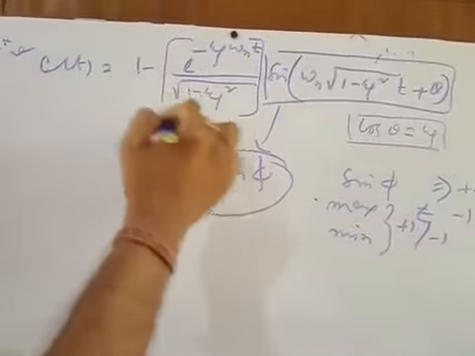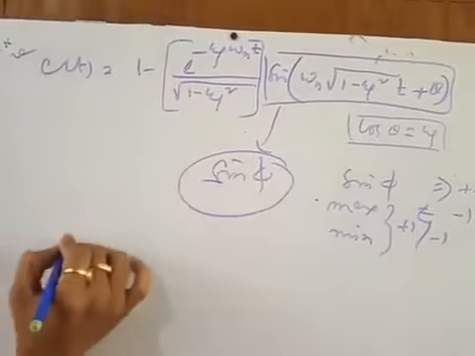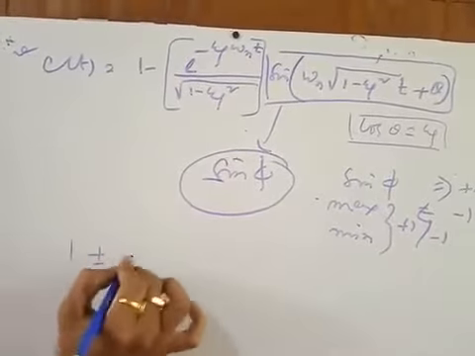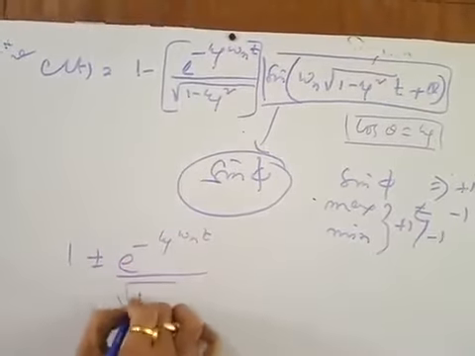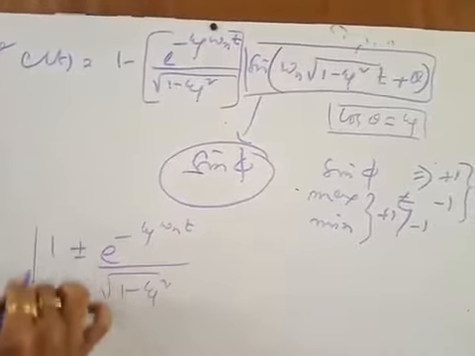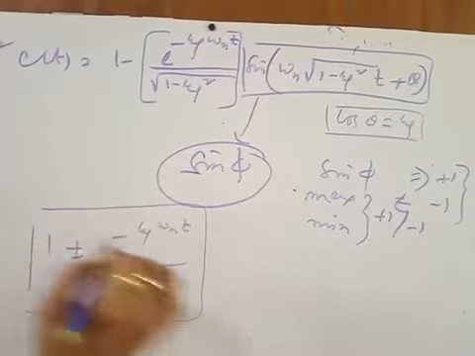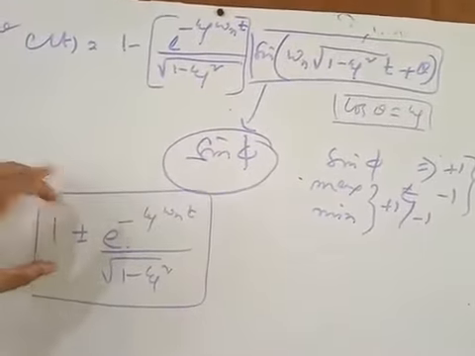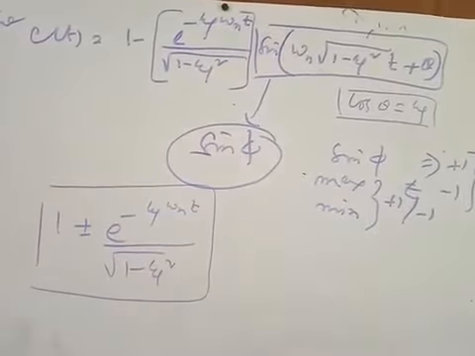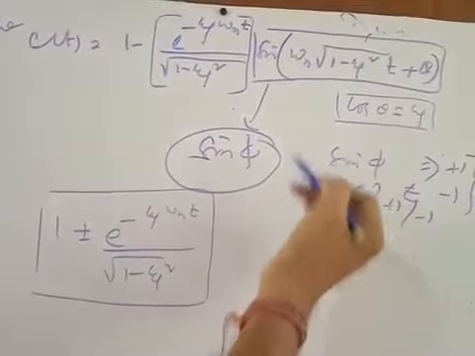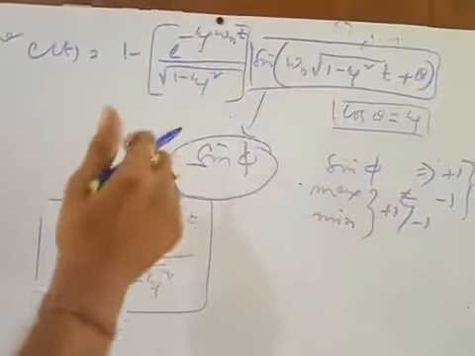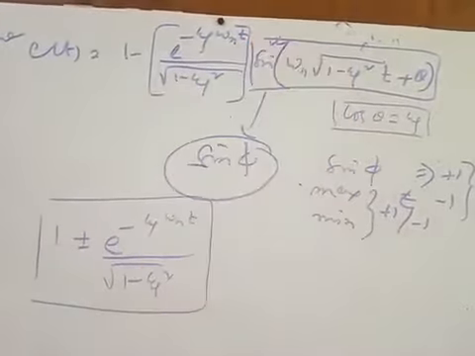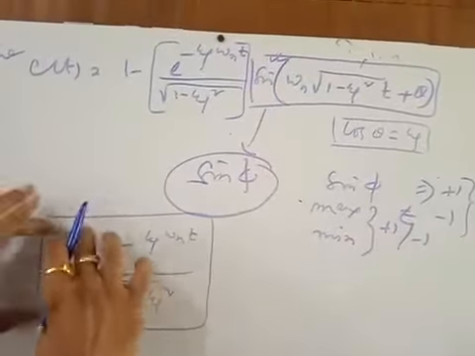So you get an envelope-like structure, so you get 1 plus minus e to the power of minus xi omega n t by root over 1 minus xi square, and that is a function of xi and omega n also, right? For a particular value of phi, say the maximum value, sin phi is equal to plus 1, and at the minimum value it will be minus 1. So ultimately the nature of this is sinusoidal, but it will follow a certain kind of envelope.